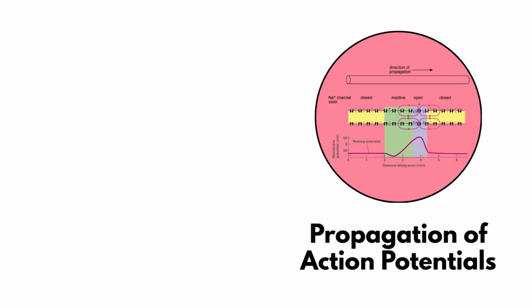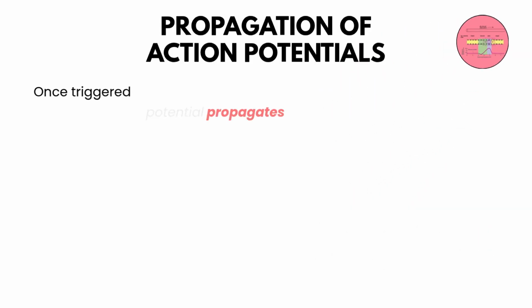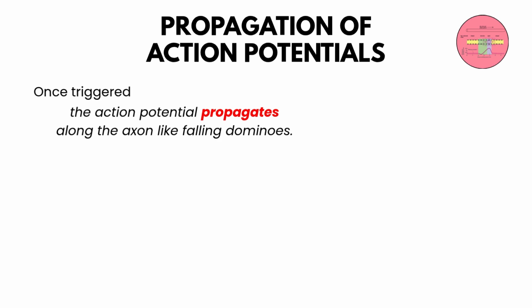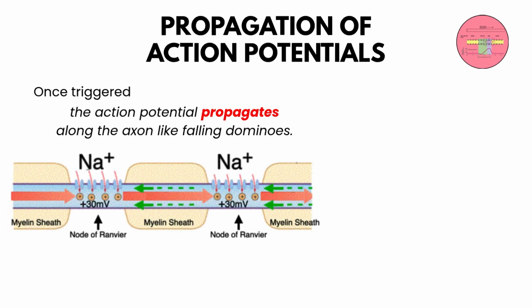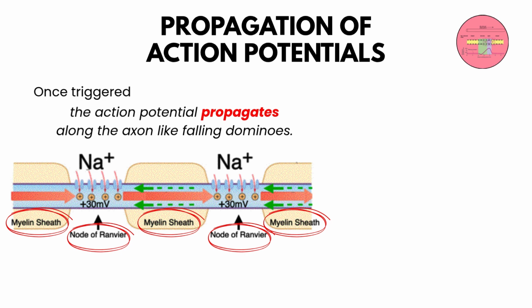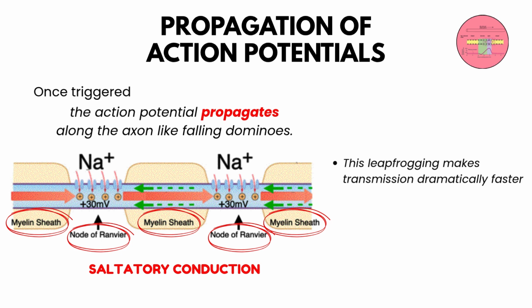Propagation of action potentials. Once triggered, the action potential propagates along the axon like falling dominoes. In myelinated neurons, the signal jumps from one node of Ranvier to the next, called saltatory conduction. This leapfrogging makes transmission dramatically faster, an essential adaptation for quick reflexes and responses.